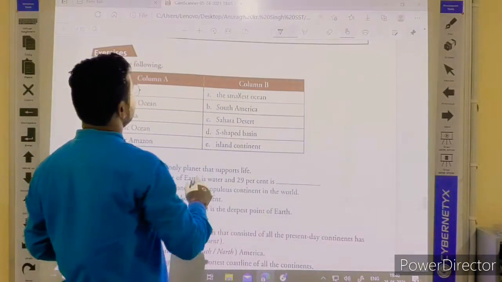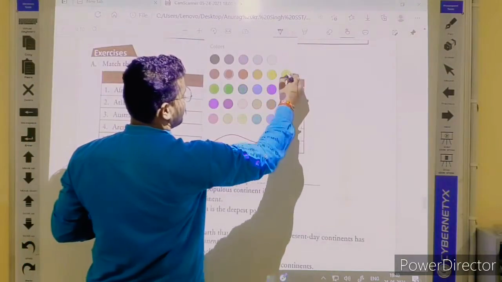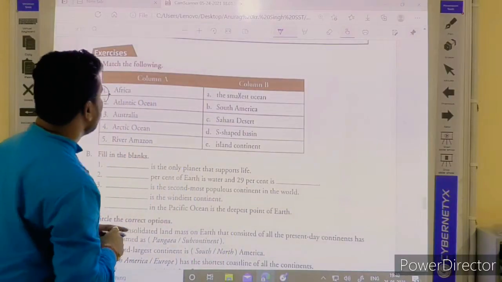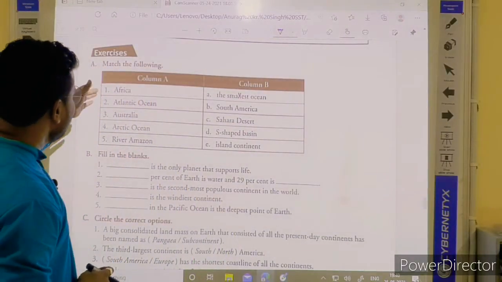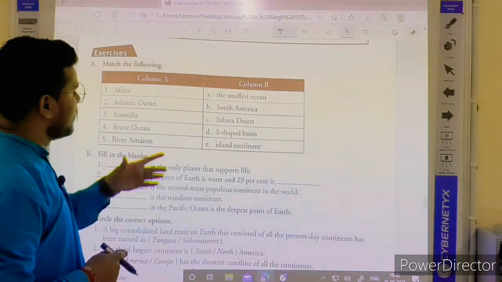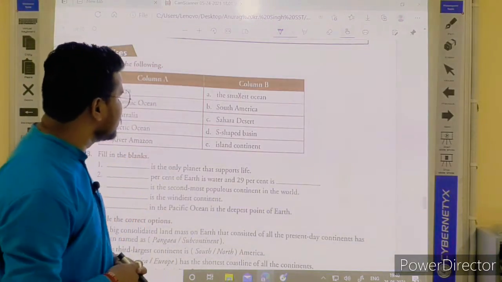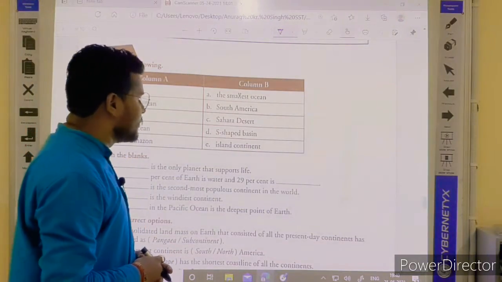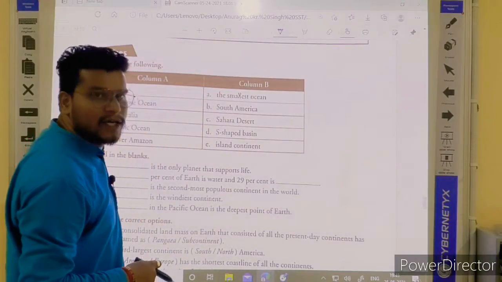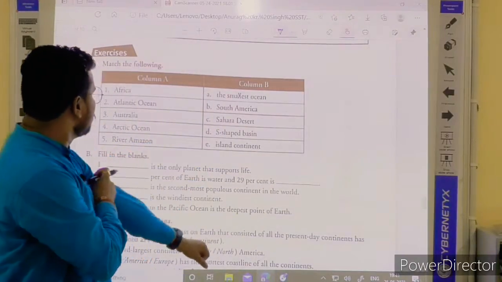Match the column. In column A: Africa, Atlantic Ocean, Australia, Arctic Ocean and River Amazon. And in column B: the smallest ocean, South America, Sahara Desert, Amazon Basin, island continent. These are features of the oceans and continents, and we have to match column A to column B. So let's start.